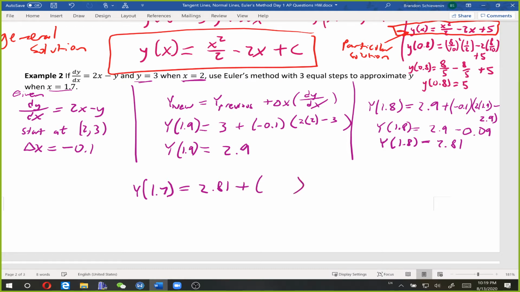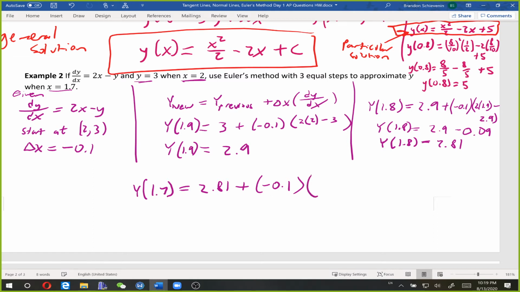Okay, plus what's our change in x for every step? Negative 0.1. Okay, again, that was from x equals 2 to x equals 1.7. If I need to use 3 equal steps, I've got a total change in x of negative 0.3. But I'm doing that in 3 steps, so I'll divide that by 3, and that gives me negative 0.1 as the change in x between each step.